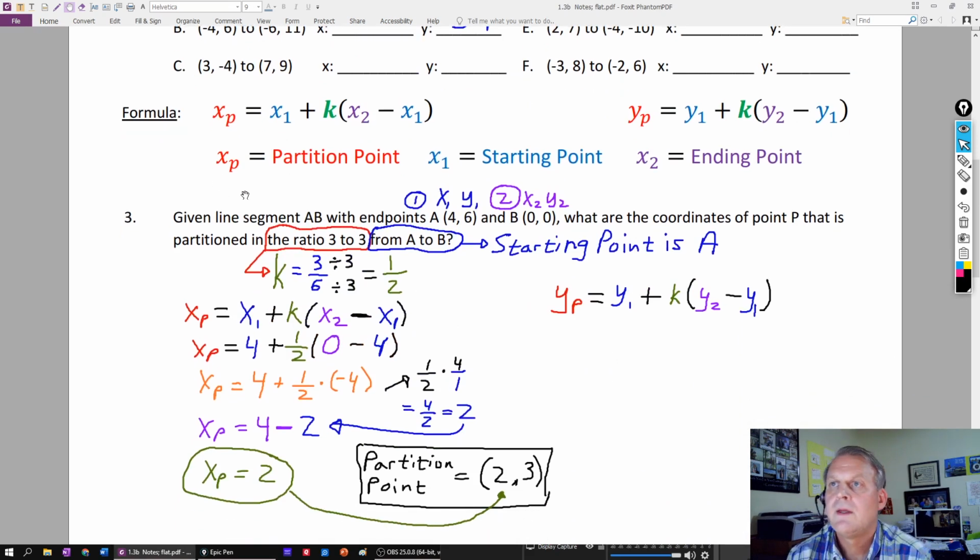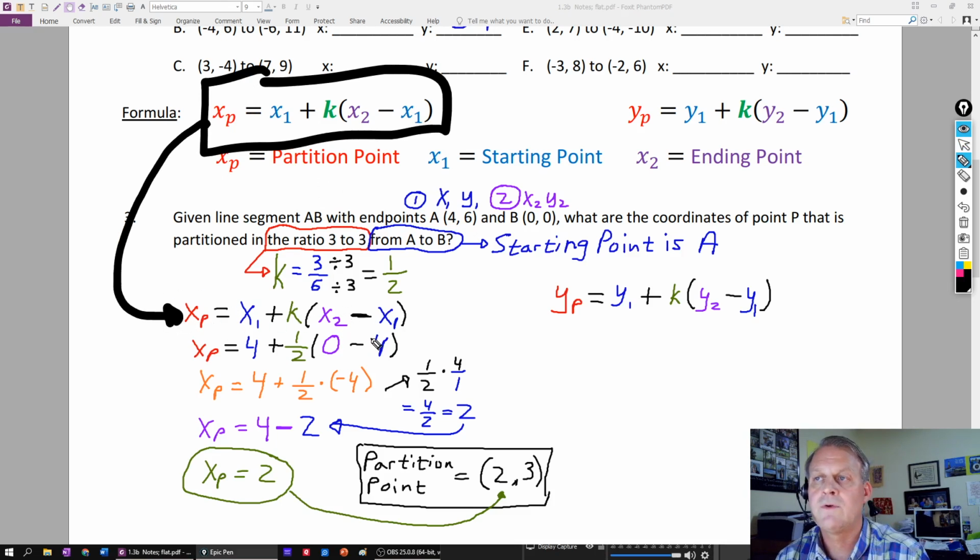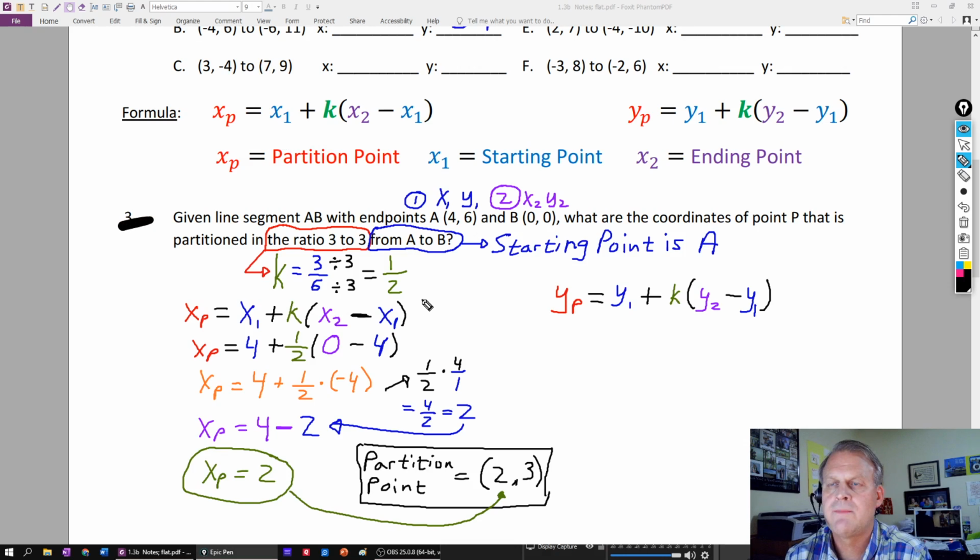Okay. So here's our formula, and all we're doing is taking that down here and writing that formula. Please get in the habit when you do these problems to write the formula over and over and think about that formula as you do that. That'll help you to remember it. Okay, so let's read through our problem. Given line segment AB with endpoints A and B, what are the coordinates of point P that is partitioned?